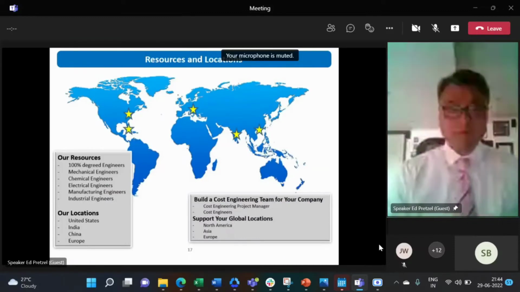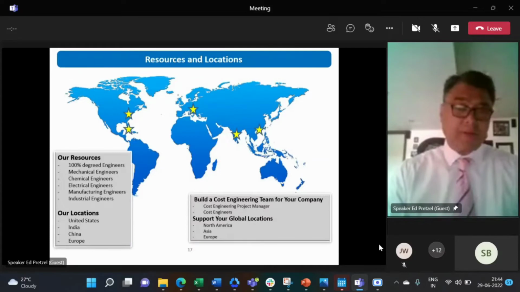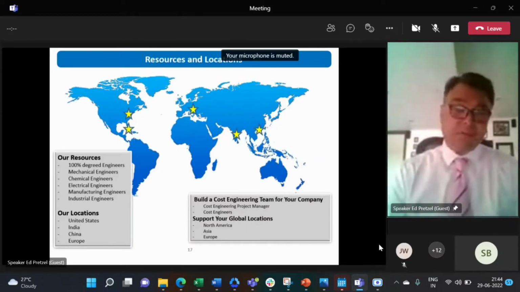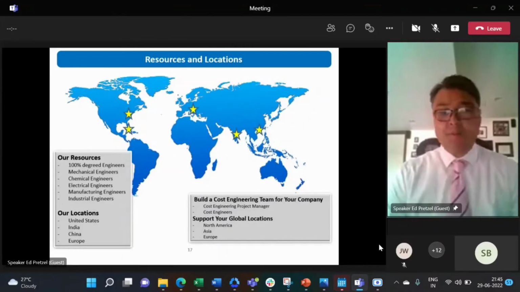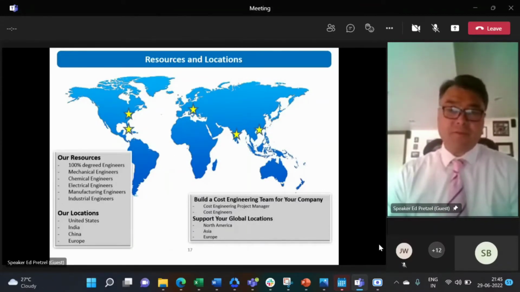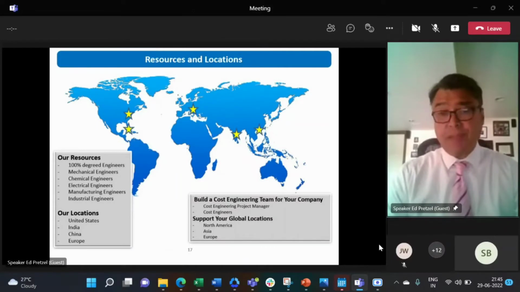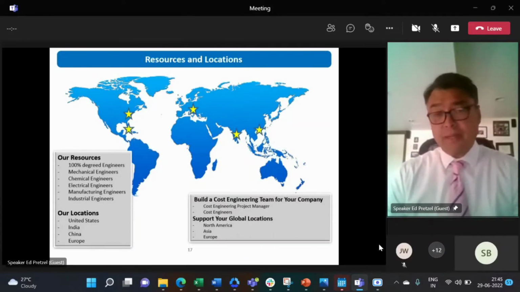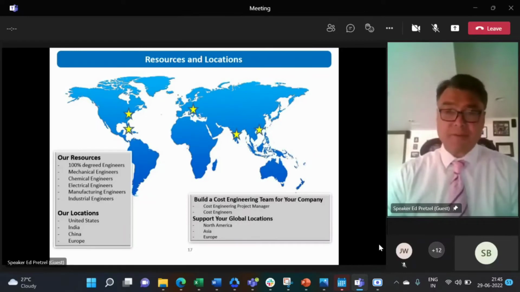Our resources around the world. So we are headquartered here in Detroit, Michigan, but we have cost engineering resources in Eastern Europe, Pune, India, and also Shanghai, China. The reason we have that is we need to support global supply chains, and many of our customers are also global, and they have operations around the world.